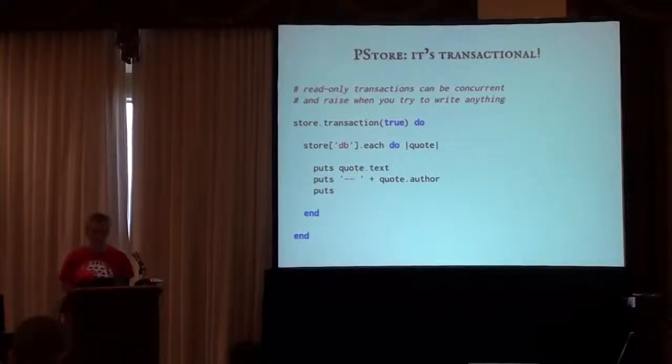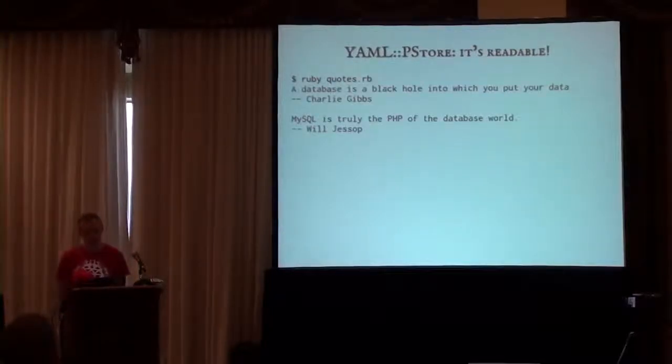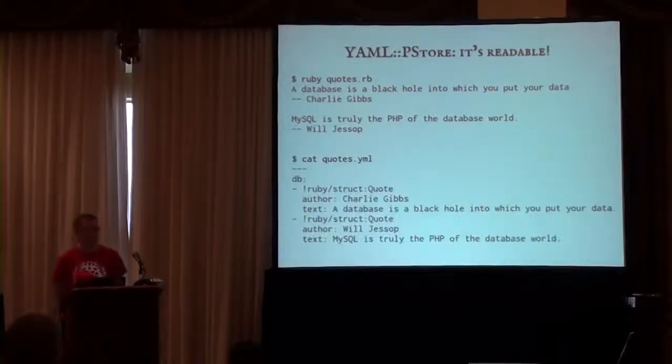We would access the store just like a hash with a DB key. And for each quote, we would print out the text, the two dashes, and the author, and an empty line. And if we wanted to run this, we would print out the two quotes that we stored just a second before. And if we try to look at the database, it's just a YAML file.